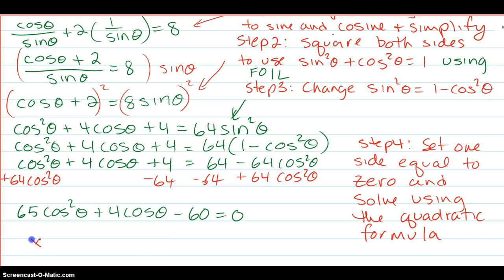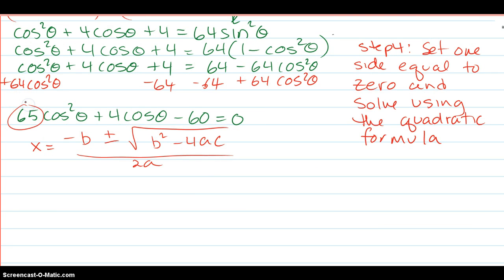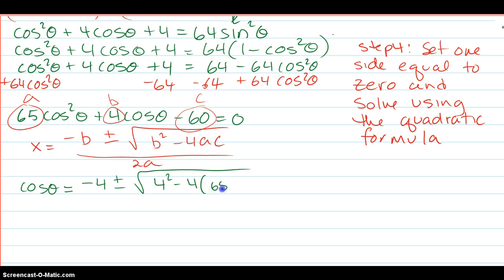What is the quadratic formula? If you remember from your algebra days, it's negative b plus or minus the square root of b squared minus 4ac all over 2a, where the a is the coefficient in front of the x squared, the b is the coefficient in front of the x, and c is the constant. So instead of x, our x is cosine of theta. So we're going to have cosine of theta is equal to negative b, so negative 4, plus or minus the square root of b squared minus 4 times a, which is 65, and c, which is negative 60, all over 2 times a, which again is 65.